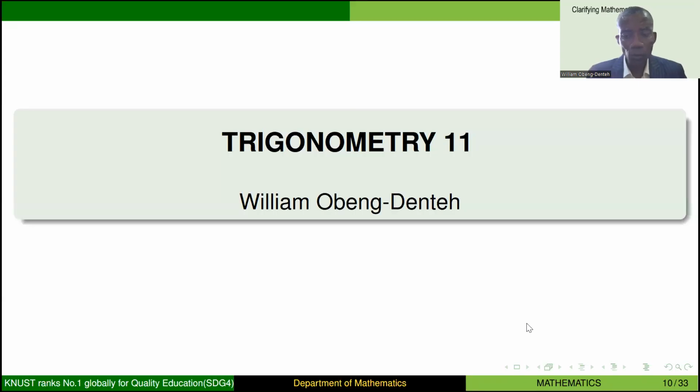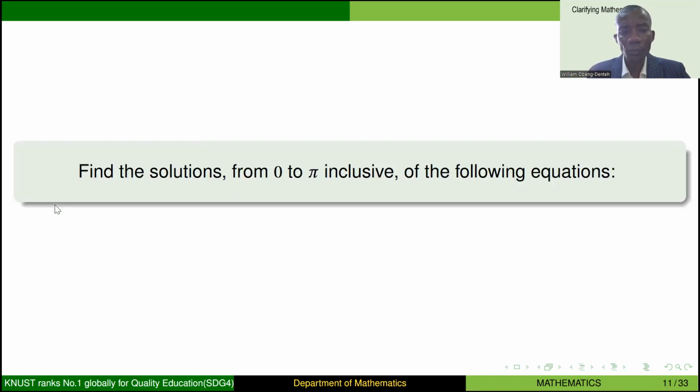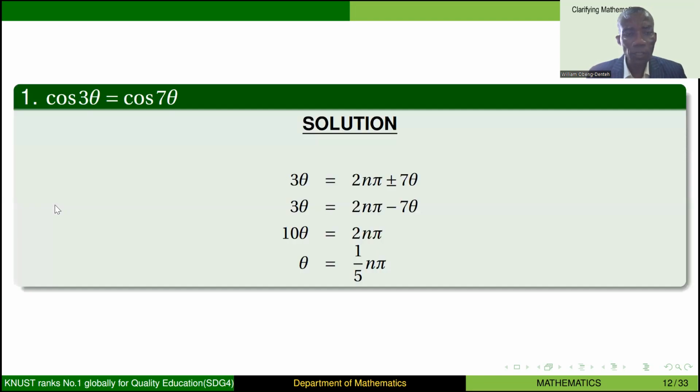Hello, friends. We want to move on to trigonometry 11, and also we continue with our solution of questions under trigonometry. So right away, let's look at the next question that we want to consider. We are saying find the solutions from 0 to pi inclusive of the following equations. And so we want to look at the first equation.